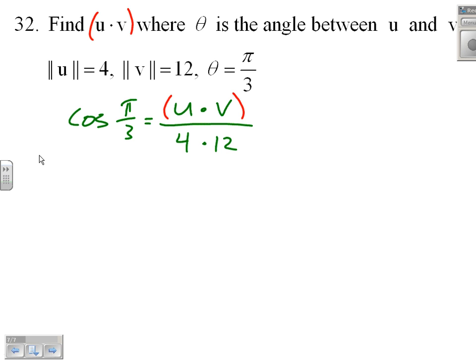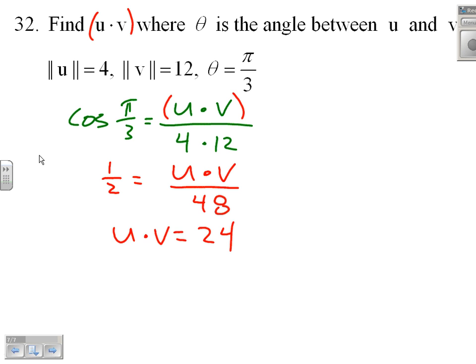So cosine pi on 3, well, that's a breeze. That's 1/2 equals u dot v on 48. Multiply 48 to both sides, and I get u dot v is 48 times 1/2, 24. I don't know what vector u is. I don't know what vector v is specifically in component form, but I do know that u dot v must be 24.